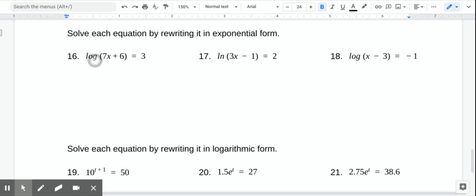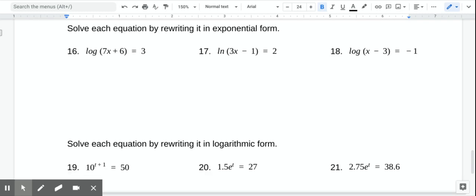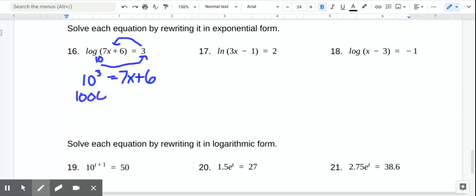So this is a common log. It's base 10. Hang on, I got to get a pencil here. So base 10. So we're going to rewrite this: 10 to the third power equals that. And now this is a super easy problem. 10 to the third power is 1,000. We're going to subtract 6 from both sides and then divide by 7, which does go in evenly, believe it or not. There it is.